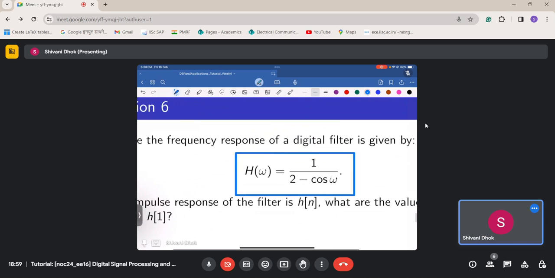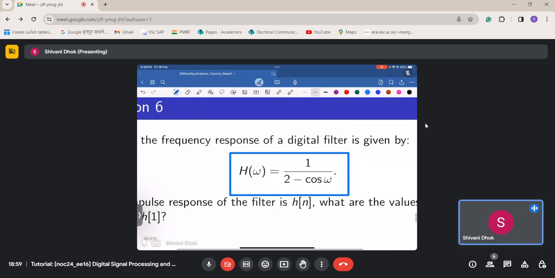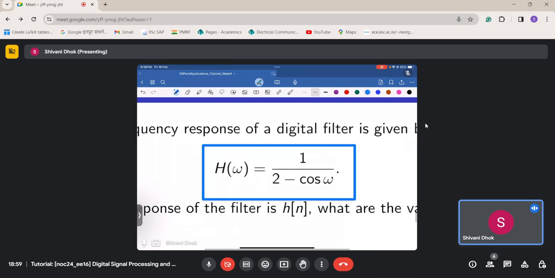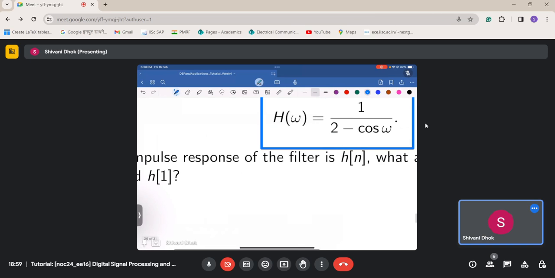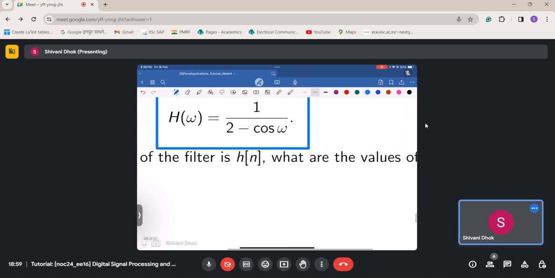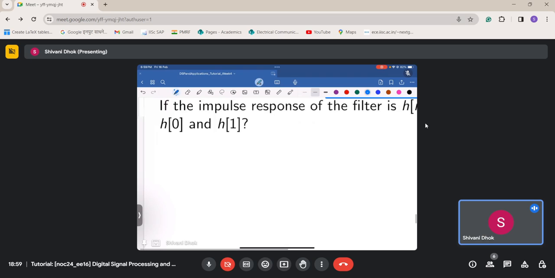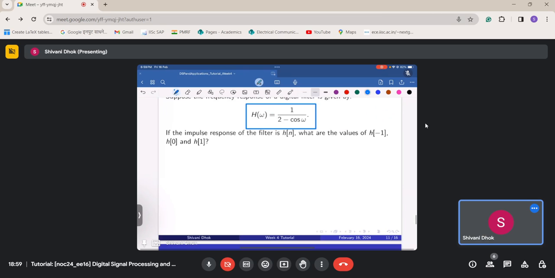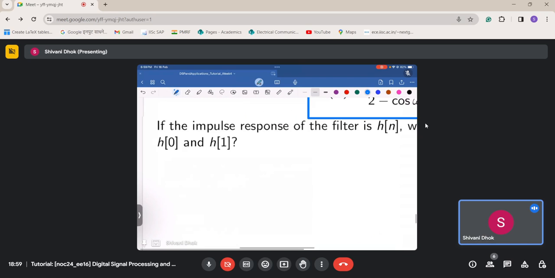So question number 6 says that suppose the frequency response of a digital filter is given by this quantity here, and if the impulse response of the filter is h of n, what are the values of h of minus 1, h of 0, and h of 1? The only way to solve this is to find the inverse DTFT of that quantity. Otherwise it becomes too complicated and we can't handle it.